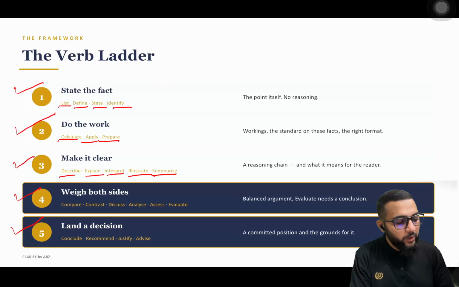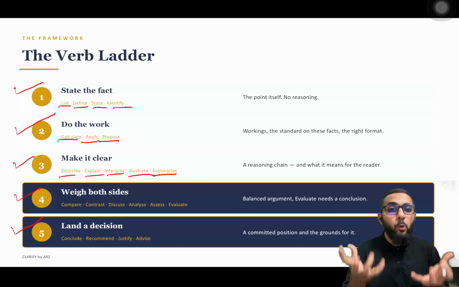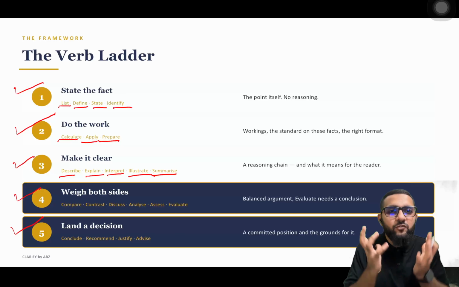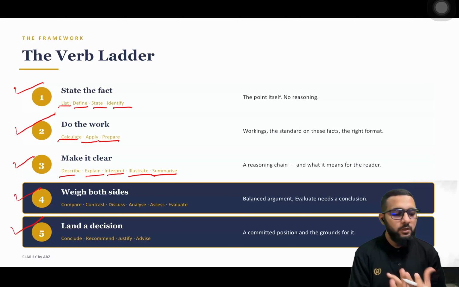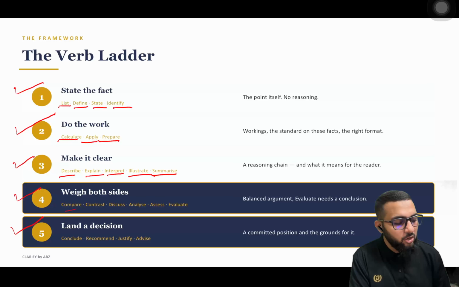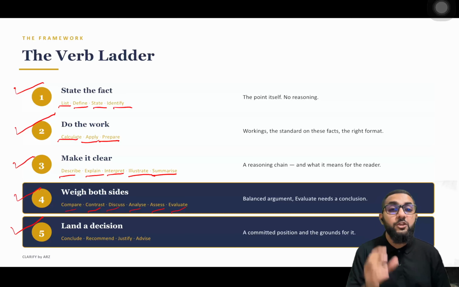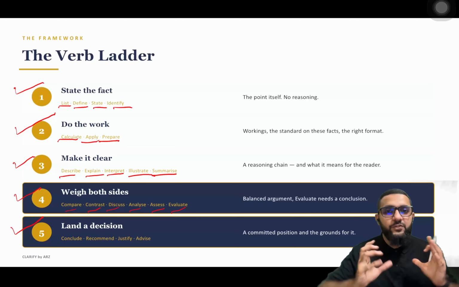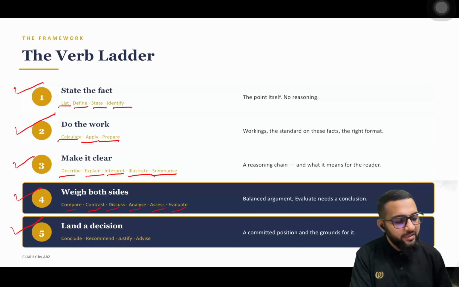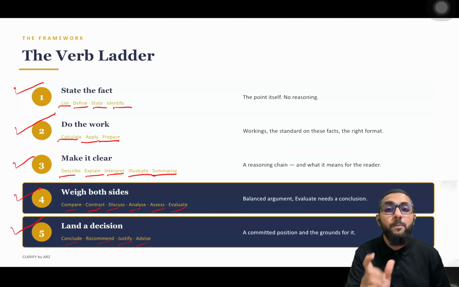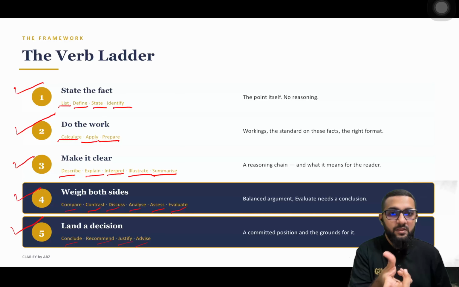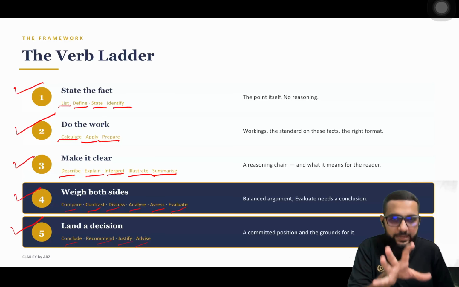The fourth is weigh both sides, meaning you have to bring both sides and bring proper weightage around it. With verbs such as compare, contrast, discuss, analyze, assess, and evaluate, you have to bring both sides of the argument. And the fifth step of the ladder is where you have to land a decision. When the verb is conclude, recommend, justify, or advise, here you have to bring out your decision. Tell what you think should be done.